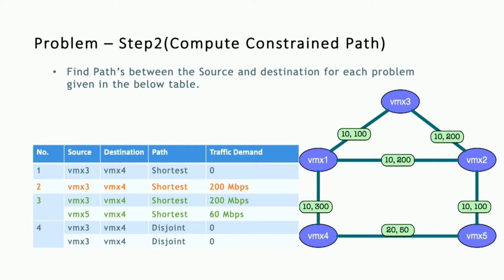The third task builds on the second one, where I'm saying VMX5 is also looking for a path to VMX4, and it has 60 Mbps of traffic. So can I have that in the network? Without any traffic demand, VMX5's shortest path would have been to VMX4 directly. But that won't be the case because the capacity on the edge is only 50. If you look the other way, it would have gone from VMX5 to 2, to 1, to 4. But since VMX3 is asking for 200 meg as well, if we use that capacity, the only path available from VMX5's perspective would be to go from 5 to 3, 1, 4.